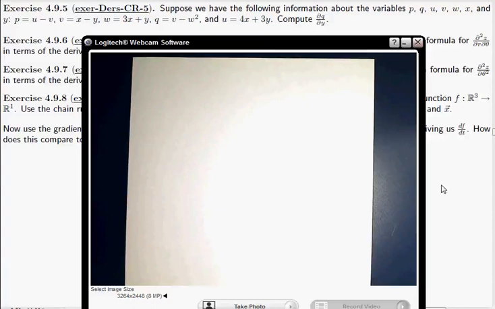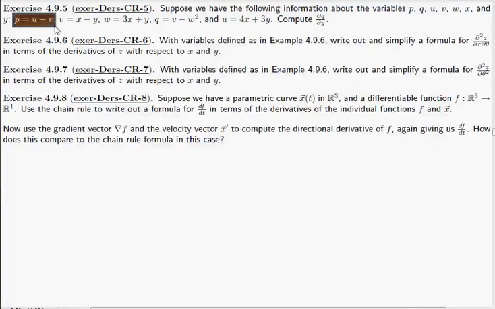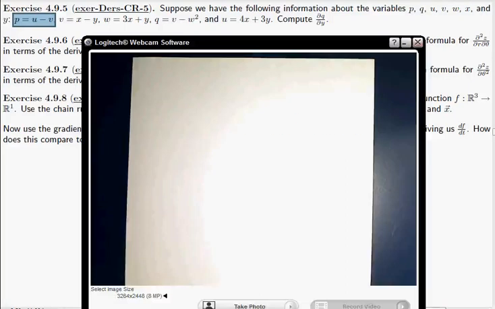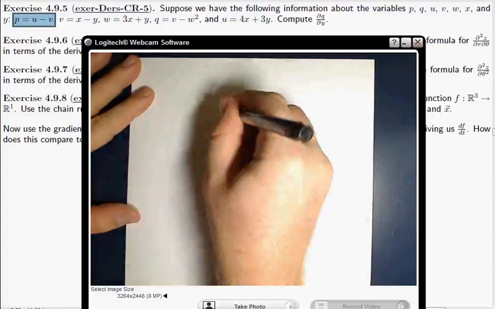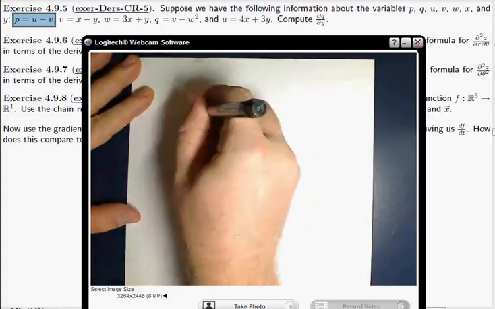So there's 7 different variables running around here. It's kind of annoying, and we just need to get everything organized. Note from the very beginning, p is a function of u and v. So I'm going to write that down and start forming a little diagram here. And p depends on u and v.